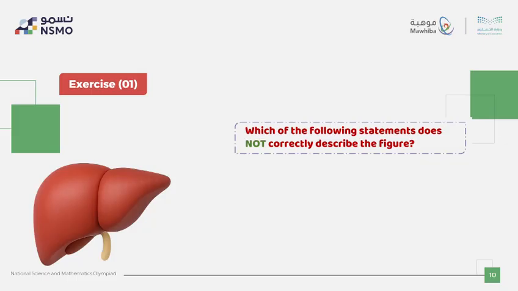The question we need to answer: which of the following statements does not correctly describe the figure? So remember, we are looking for the statement that is not true about an organ. Look here, not true about an organ. Let's go through each option together, step by step, just like we analyzed features of cells, tissues, and organs earlier. Let's see the options.